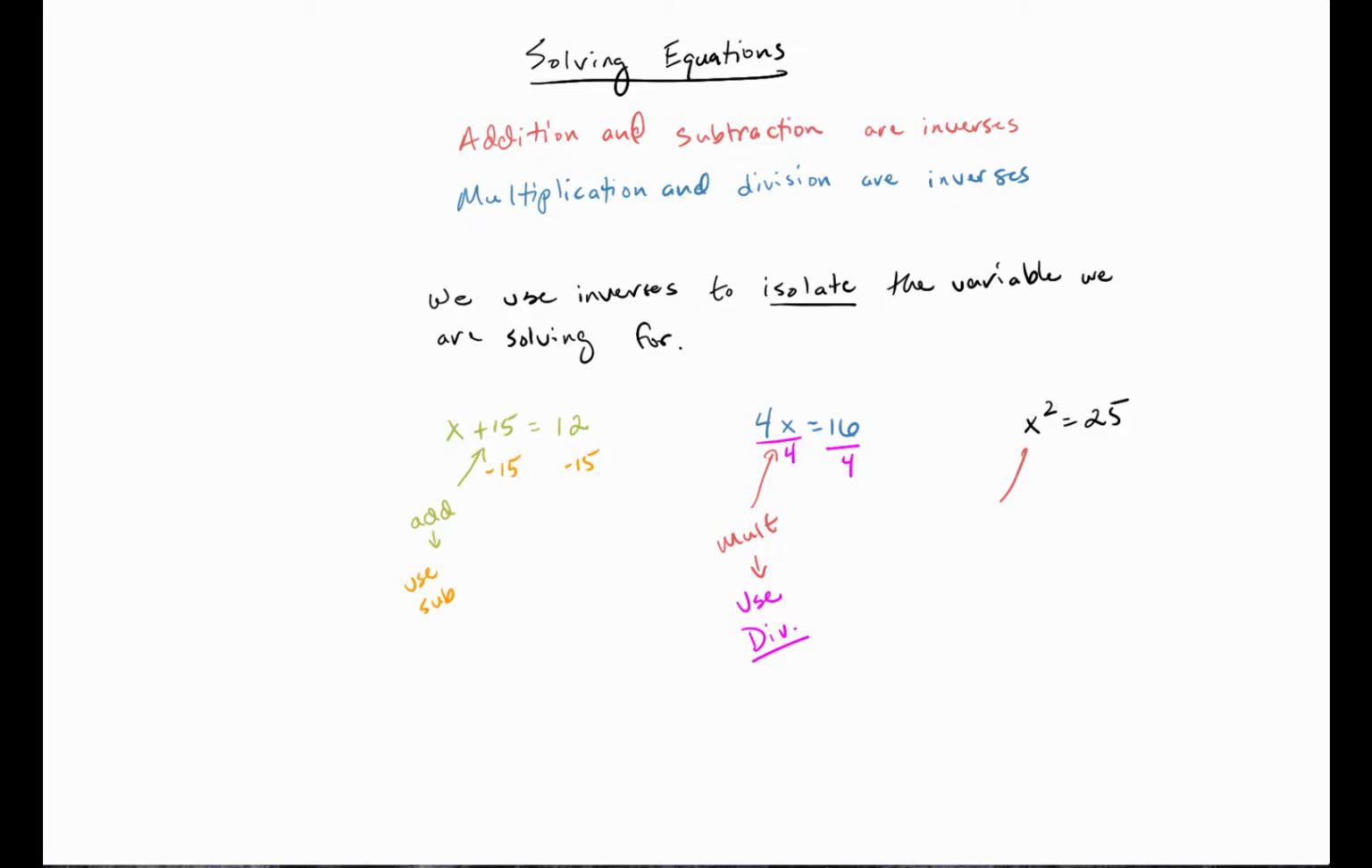Now, can you guess what we would do here with the x squared? If x squared equals 25, what would undo that square? And I'm going to leave that to you, so I'm not going to tell you right now.